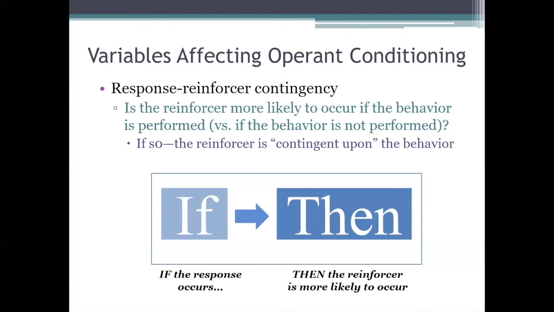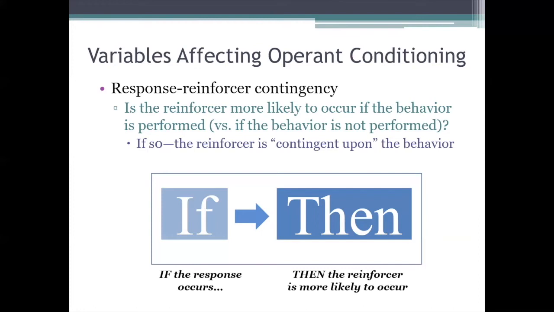But it doesn't have to be that there's a 100% chance of getting the reinforcer after the behavior and a 0% chance of getting it if the behavior doesn't happen. That would be the strongest contingency that we could have, but it's not the only one that we could have. Again, all that has to be true for a contingency to exist between the behavior and the reinforcer is that performing the behavior makes the reinforcer more likely to occur.